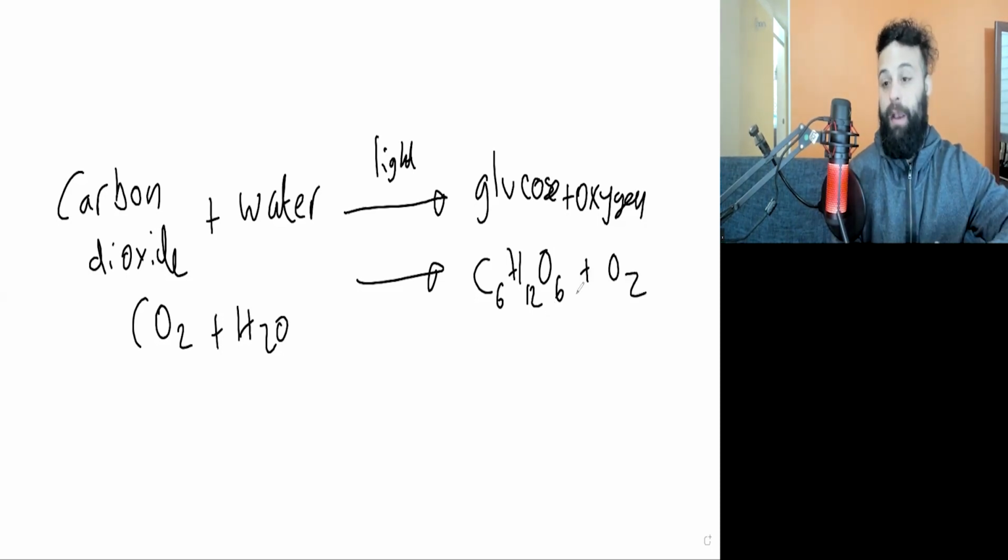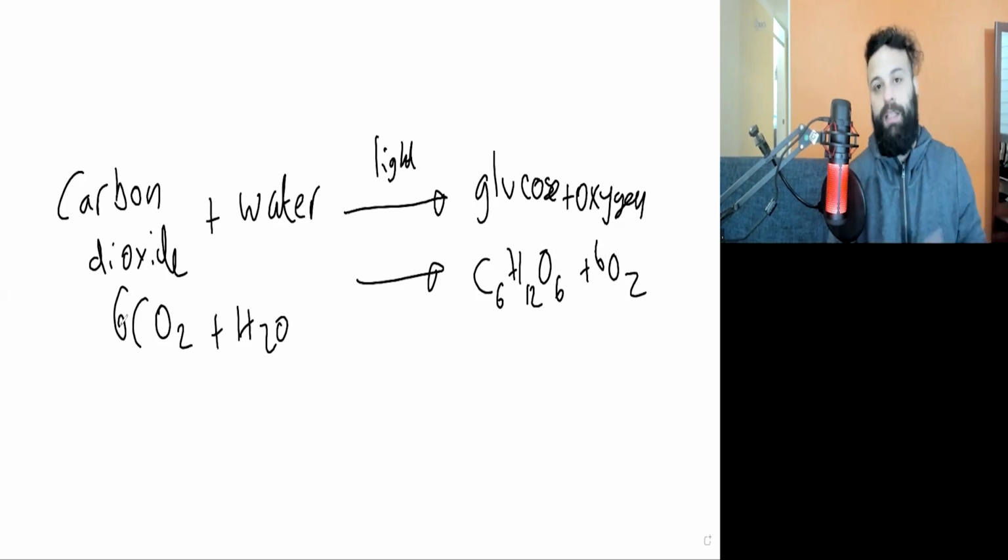Now, this equation isn't balanced, so you've got to put a 6 over there, a 6 over there. I'm not going to teach you how to balance an equation. You're just going to have to memorize this. It's a bit of chemistry to know that there is an equal number of atoms on one side and an equal number of atoms on the other side.